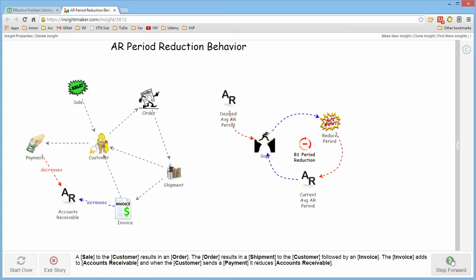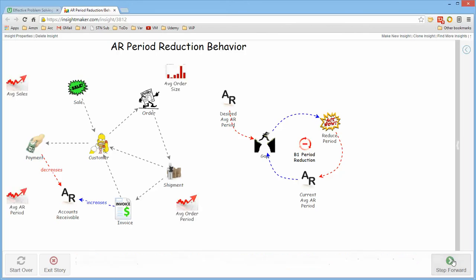So, as indicated in the previous lecture, the initial sale to the customer results in an order, and the order is filled by a shipment to the customer, which generates an invoice to the customer, which adds to the accounts receivable. And when the customer actually makes a payment, it decreases the accounts receivable. And if we look at this set of interactions, it appears that there are four things that might be indicative of what's happening over time.